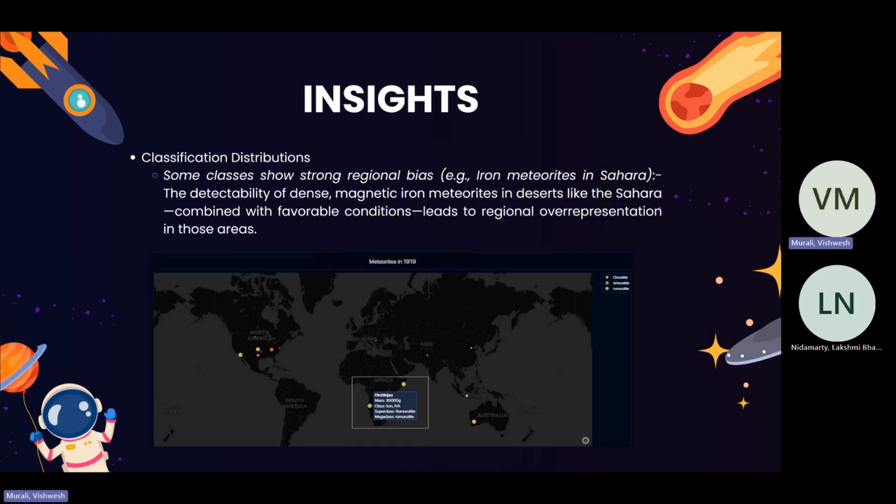We also noticed regional bias in certain meteorite classes. For instance, iron meteorites were highly overrepresented in the Sahara. Their density and magnetic properties made them easy to detect in desert conditions, which likely led to the skewed pattern.